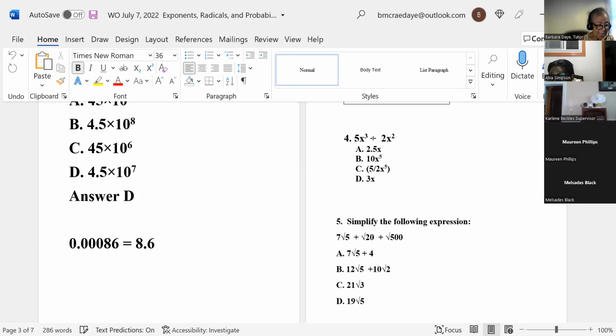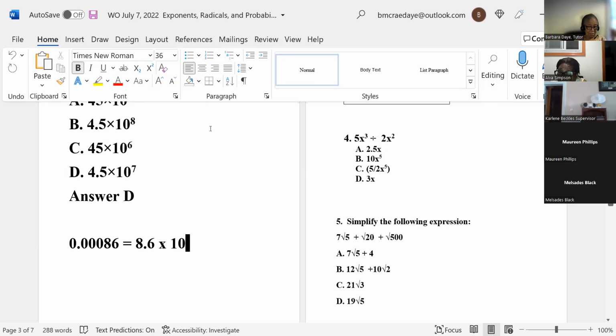8.6. That's less than 10. So there's the first number, Maureen. Remember, the decimal point is here. You're moving it to the right. Yeah. 8.6, less than 10. So what's your second number, Mercedes? 10 to the what? 10 to the fourth power. 5, sorry, 10 to the what? Fourth power.